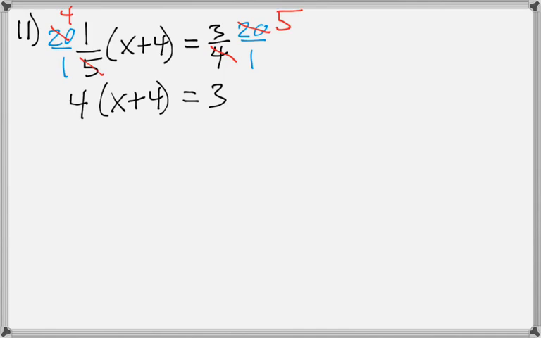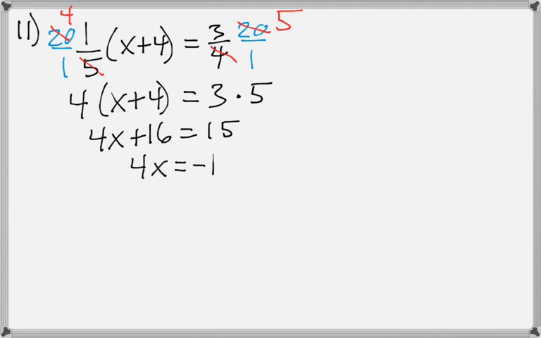Now the 5's still here. These are actually being multiplied, so it's 3 times 5. And then this will be 4x plus 16 is equal to 15. And again, there's no more fractions. We got rid of the parentheses, so this is definitely something we can solve. If you subtract the 16 from both sides, then 4x is equal to negative 1. And if you divide both sides by 4, then x is equal to negative 1/4. And that'll be our answer.